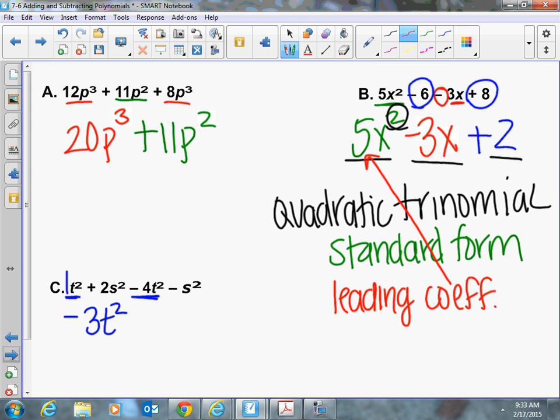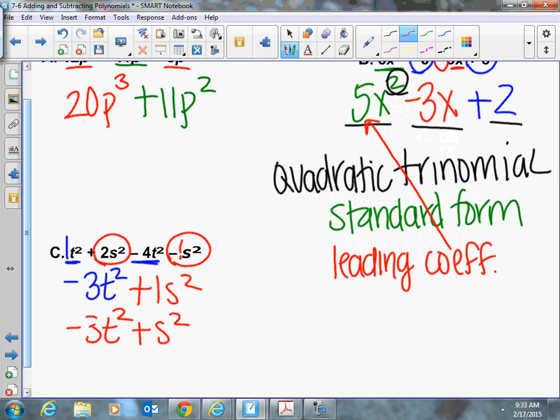Now I look at my s squared. I have 2s squared minus how many s squareds? 1. That gives me 1s squared. Now, do we need that 1 there? No, we don't. So I could just write plus s squared. Now, they both have an exponent of 2, so they're the same degree. So it didn't matter which one really came first. You could write s squared minus 3t squared if you want. Since they're the same degree, it doesn't matter which one comes first.